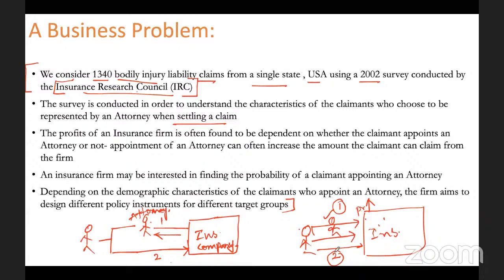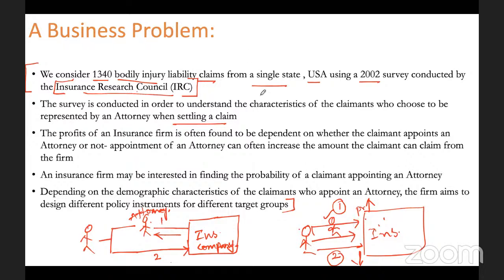If a customer is going to follow the second path, then I'll sell different plans altogether, different policies altogether. The premium rate would be low. Then definitely this person is not going to be represented by an attorney, and I don't have to pay more money. So this is the whole logic of why we are doing this exercise.